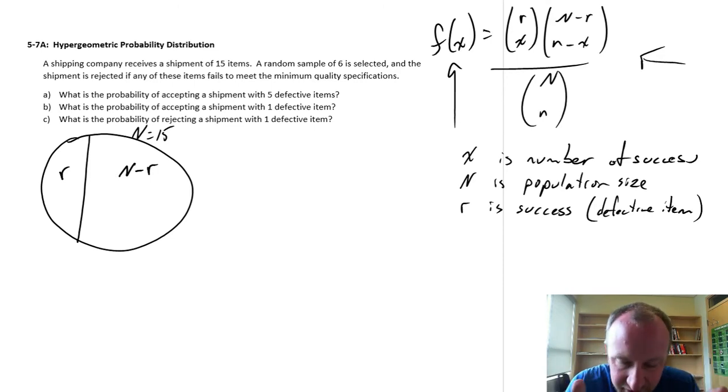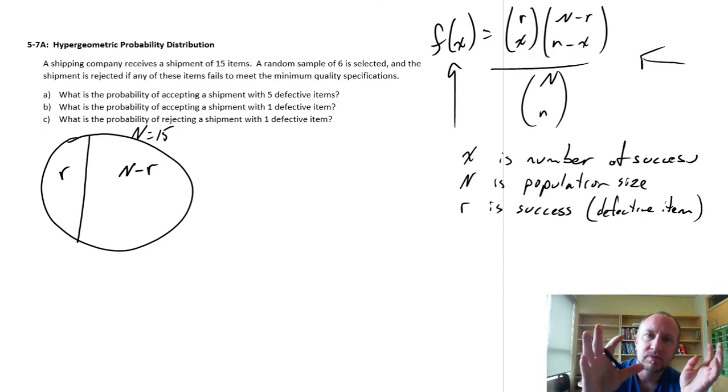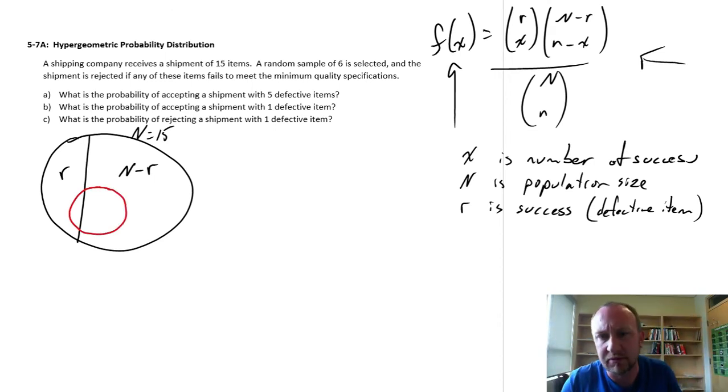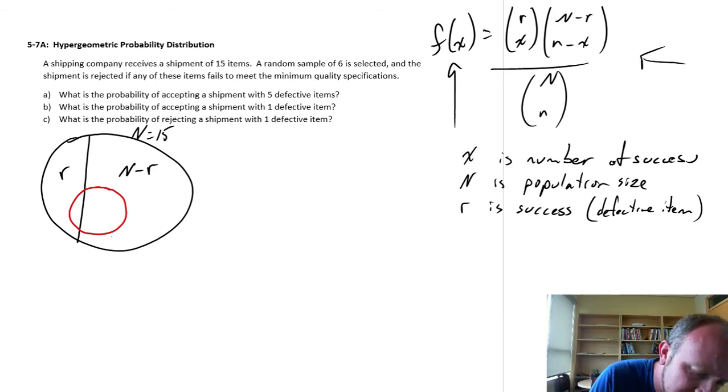Now, from this population of 15, we take a sample. I'm going to draw in a different color because this is going to change. I'm going to draw a sample. So let's say I take a sample and it's these items, whatever, the space is irrelevant. So I take a sample out of here. This is lowercase n, that's hard to see.